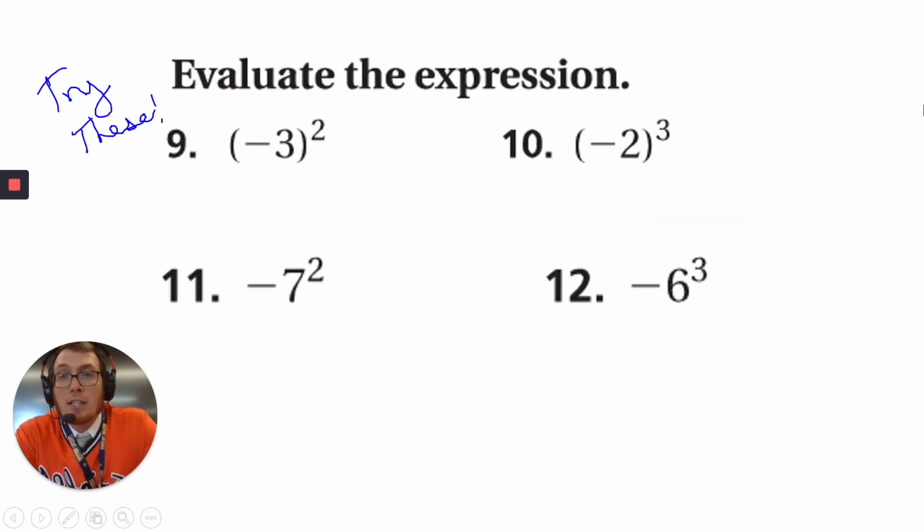Take a moment and try these 4 questions out. Remember to think about where's the negative sign, is it in the parentheses, is it not in the parentheses, and how to find those answers. So take a moment, pause the video, and try these questions out.